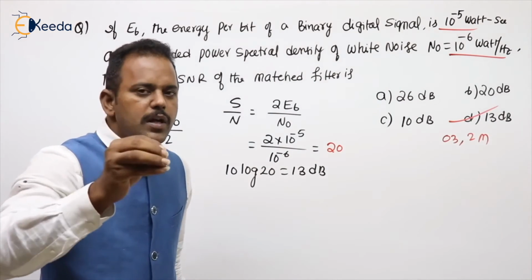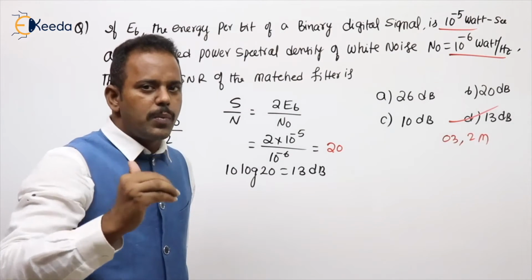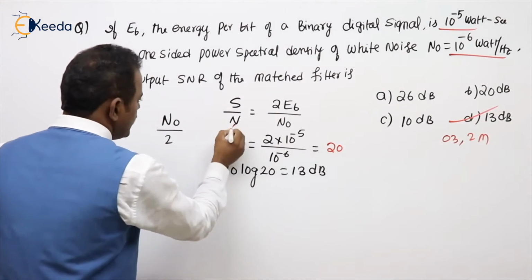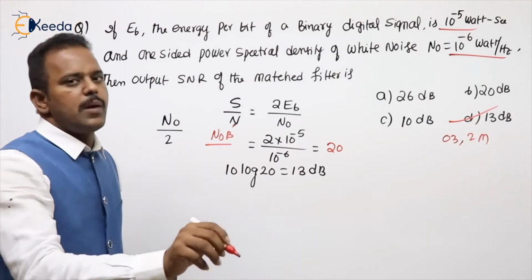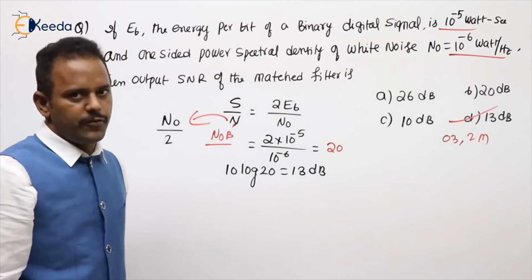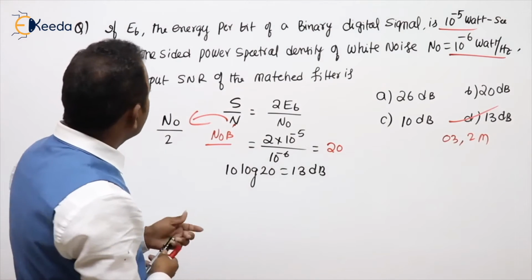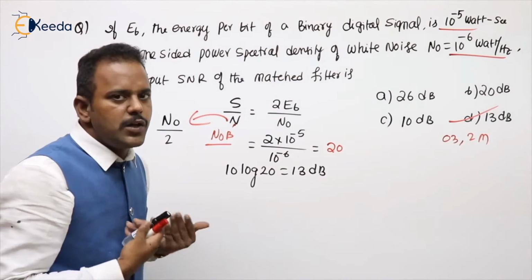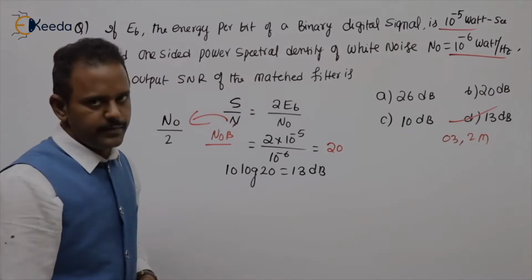The output of a matched filter is maximized to N0 by 2. Actually, the noise power formula is N0 B, where B is the bandwidth. But if you are using the matched filter, this power is maximized to N0 by 2 itself, where N0 is the power spectral density. And if it is given as one-sided, then N0 is directly given. If they are saying two-sided, then what is given is N0 by 2, and from there calculate N0.